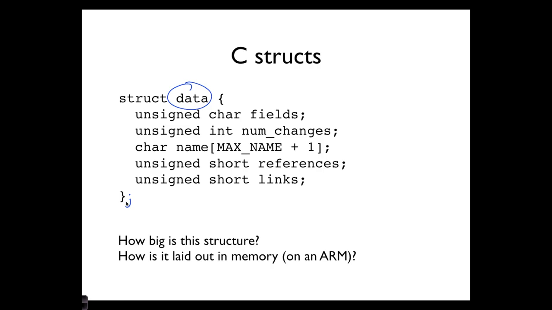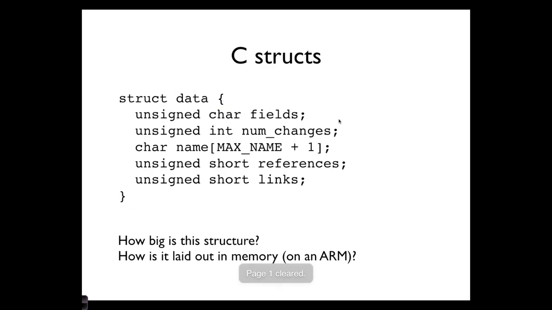Sometimes you typedef this into another type, but if you leave it like this, every time you refer to data, you need to say struct data. This is a C thing. You don't have to do that in C++, it turns out. But in C, you have to say struct data, and it refers to the data structure. And that's the way it goes.